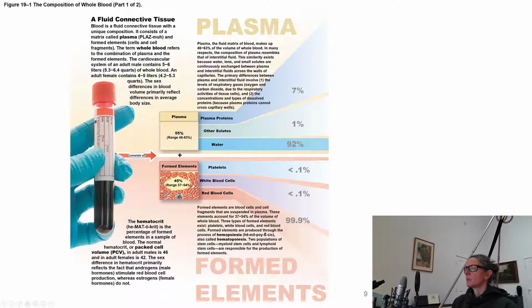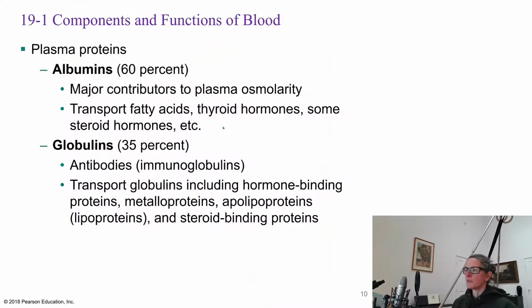Now the plasma, as we know, is 90%, a little bit more than 90% water. Then we've got our plasma proteins, and then we have ions and other solutes. When we look at our plasma proteins, we'll see that we've got albumins and globulins. And both of these can function as transporters, so they can transport substances through the blood. And sometimes we see the globulins include the antibodies called the immunoglobulins, and we'll study those when we get to the lymphatic system and immunity. We will see the transport globulins and the albumins that transport substances are very important, because a lot of times these things could not be transported through blood without them.